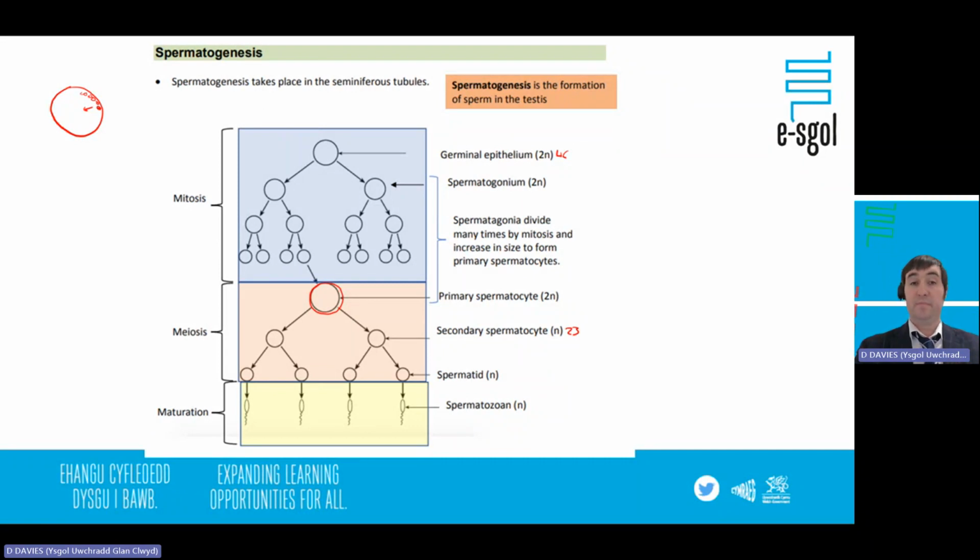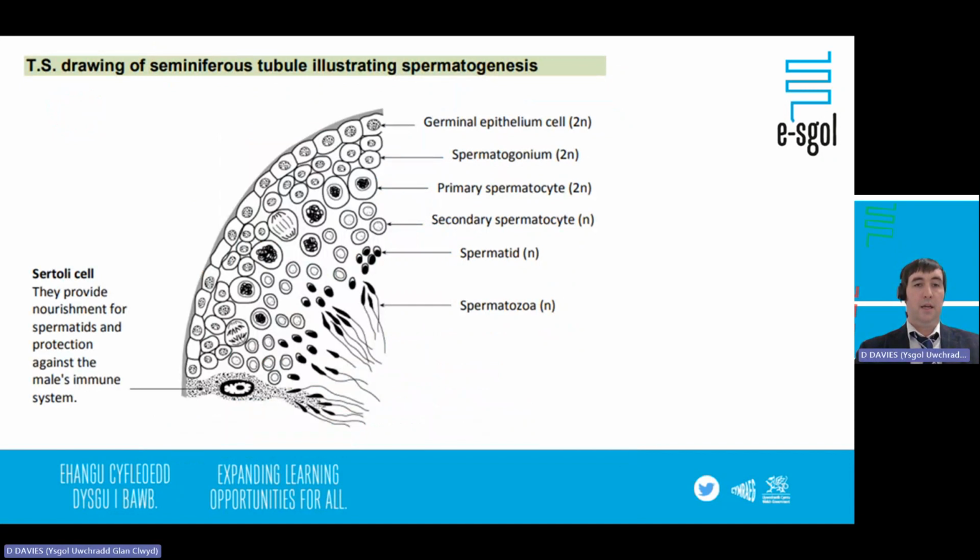All right, so that's quite nice and simple. We've got several mitotic divisions, one meiotic division, and then maturation, and then that gives me a spermatozoan. So spermatogonia, mitosis, spermatocyte, meiosis, spermatozoan, maturation. You link those together in your head. That will give you the sequence of events that produces the sperm cells. That's basically what I've said there.